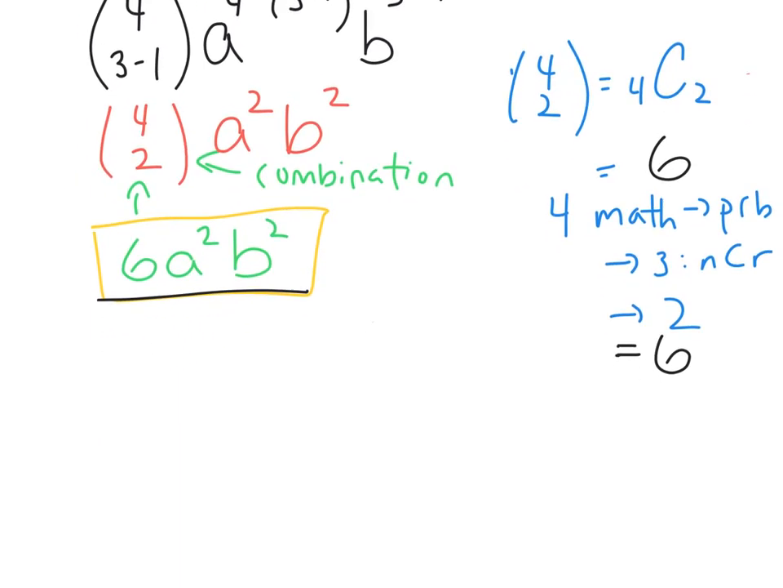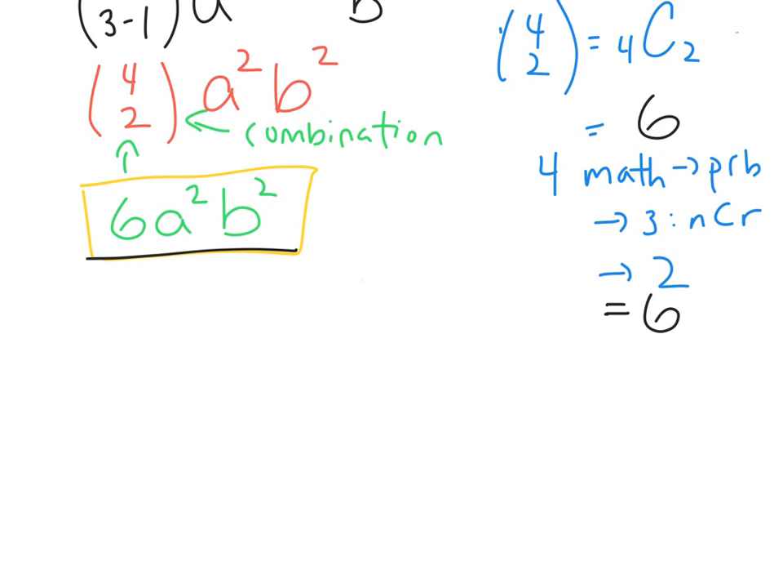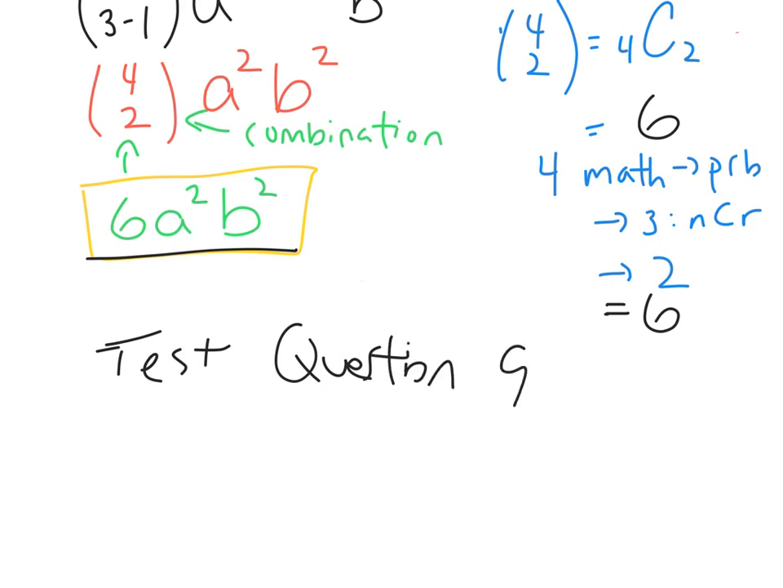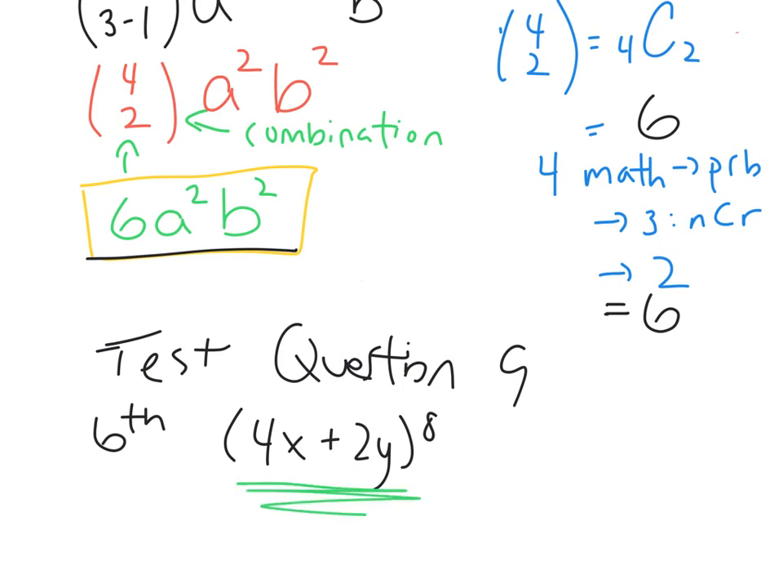So back to the test question. Test question 9. I wanted you to find the sixth term of the expansion 4x plus 2y to the 8th power. Meaning if I expanded this whole thing out, doing Pascal's triangle, and then decreasing powers of a, increasing powers of b, and I look for that sixth term, what is that sixth term going to be? That's the question.